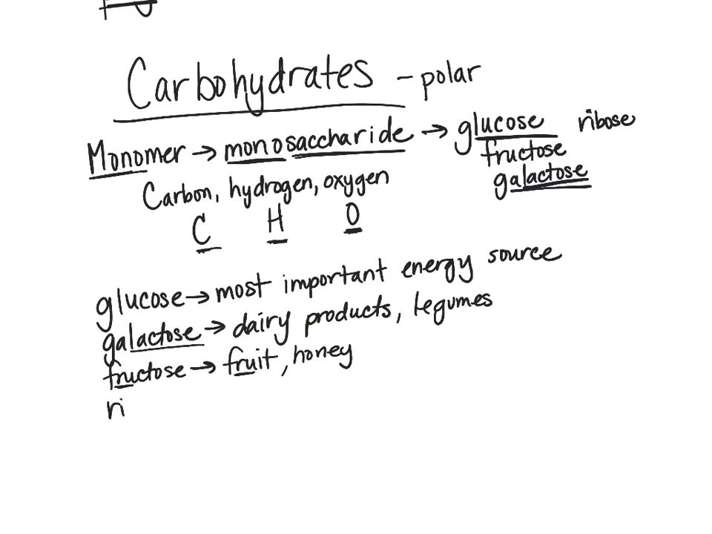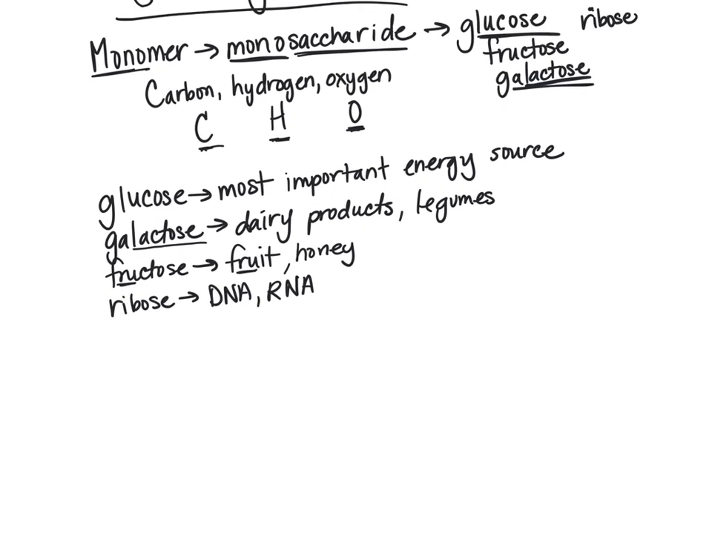And then our last one, ribose. Ribose is the monosaccharide that we find in our DNA and RNA. And we'll talk about that more once we get to our nucleic acids. So we have our monomer. Remember, our monomer is our single piece, our single unit of our carbohydrates. In this case, we're talking about our monosaccharide. If we then take two of our monosaccharides and put them together, what we get is called a disaccharide.